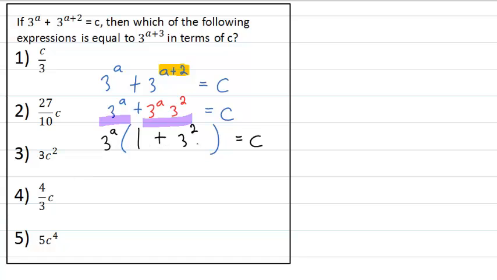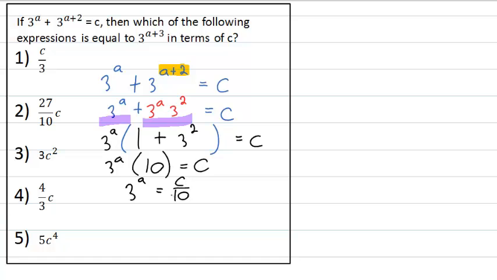So now, 1 plus 9, 3 squared is 9. 1 plus 9 is 10. So 3 to the a times 10 equals c. Therefore, if we divide both sides by 10, 3 to the a equals c over 10.